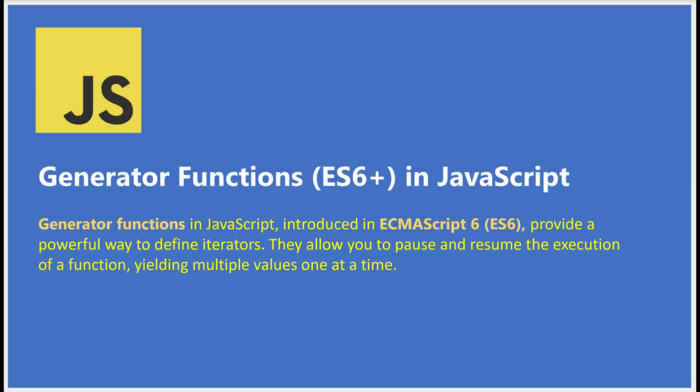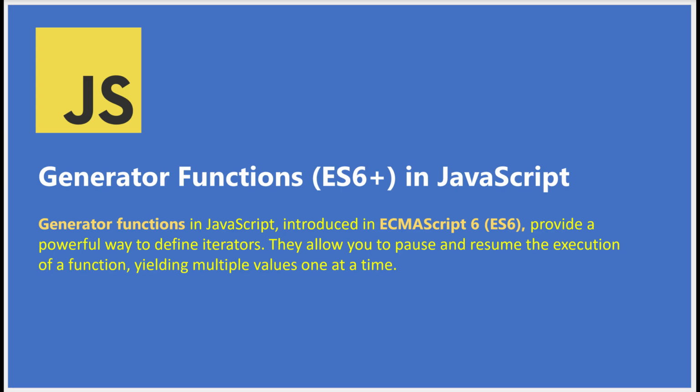Have you ever wondered how generator functions in JavaScript work, how they yield values, how they're declared, and how they're consumed? Well, today is your lucky day, because we'll be diving into the world of generator functions. Generator functions, introduced in ECMAScript 6, are special types of functions that allow you to pause and resume the execution of a function, yielding multiple values one at a time.